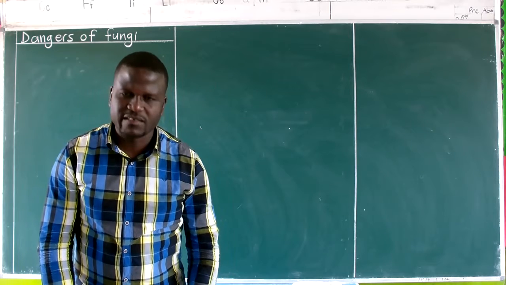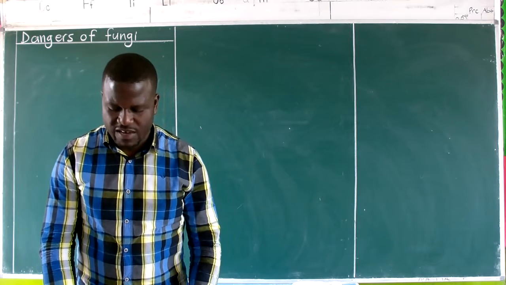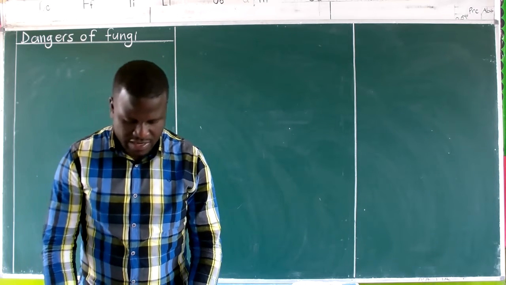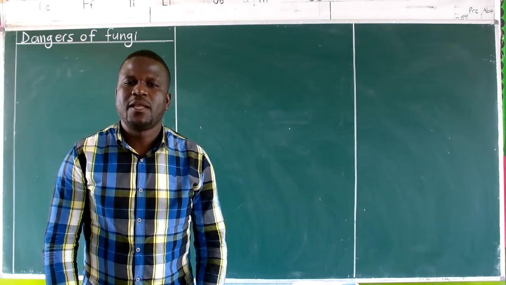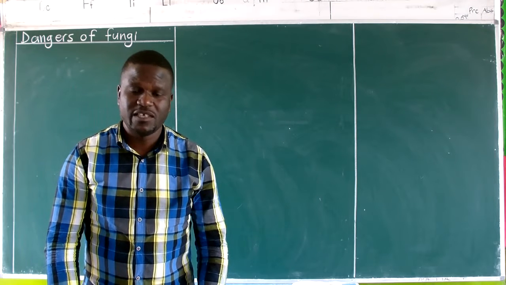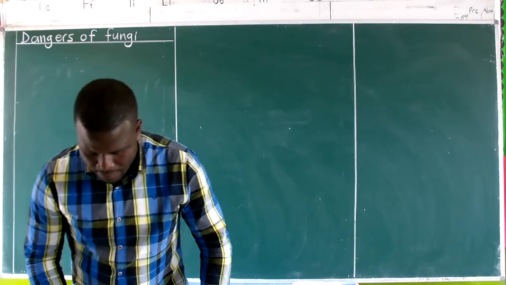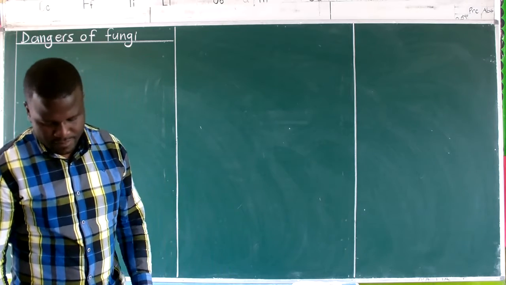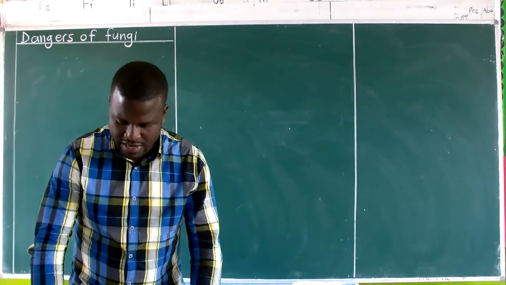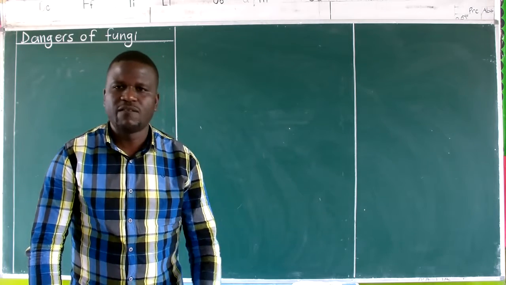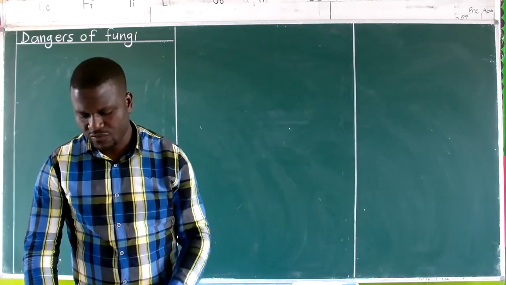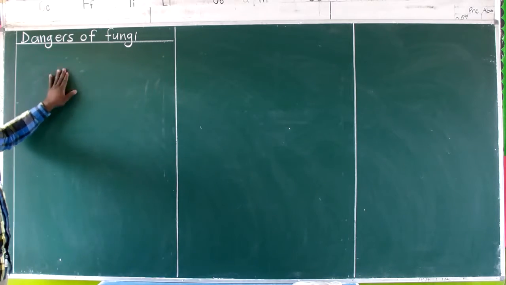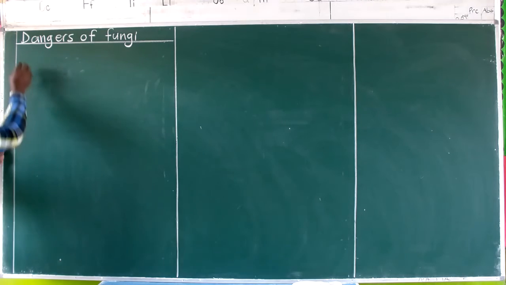In our previous lesson, we looked at examples of fungi, uses of fungi, then how fungi reproduce. We said fungi reproduce by means of spores, apart from yeast, which reproduce by budding. So today we're going to look at dangers of fungi. Before we look at dangers of fungi, we have harmful fungi and useful fungi.